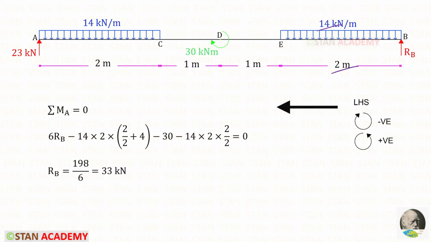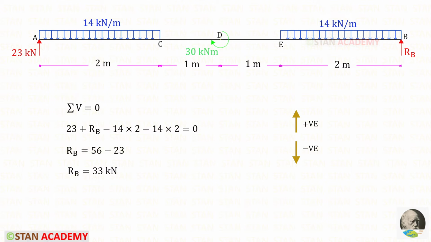14 into 2 is the area, and the centroid distance about E is 2 upon 2. Since we are taking moment about A, we have to add the remaining distance, which is 1 plus 1 plus 2, so it will be 4. This moment is acting in the clockwise direction, so it will be negative. This UDL is acting in the clockwise direction, so it is also negative. The area is 14 into 2, and the centroid distance about A is 2 upon 2. For RB, we will get 33 kN.